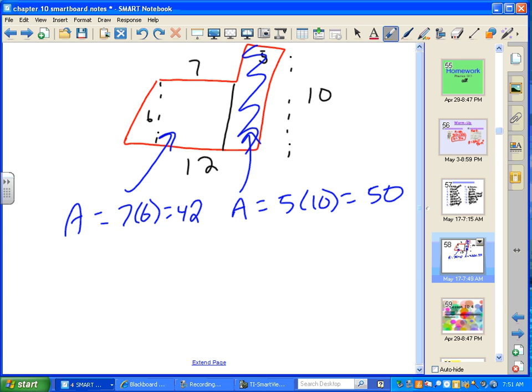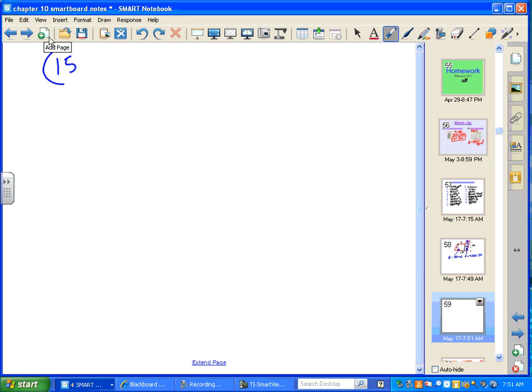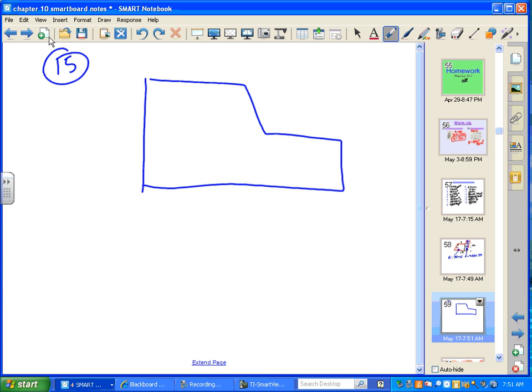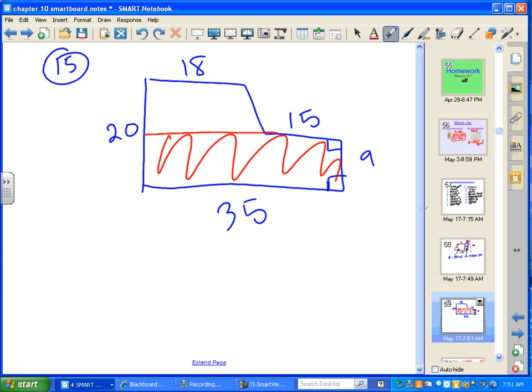Okay. So for 15, let me do a quick sketch of this. That's not so good, but you guys get the point. This is 20 inches, this is 18 inches, this is 15 inches, this is 9. The whole base is 35, and we know these are right angles. So here's how I split it up. I drew a line right here so that we had a rectangle here and a trapezoid here. Did you do that?